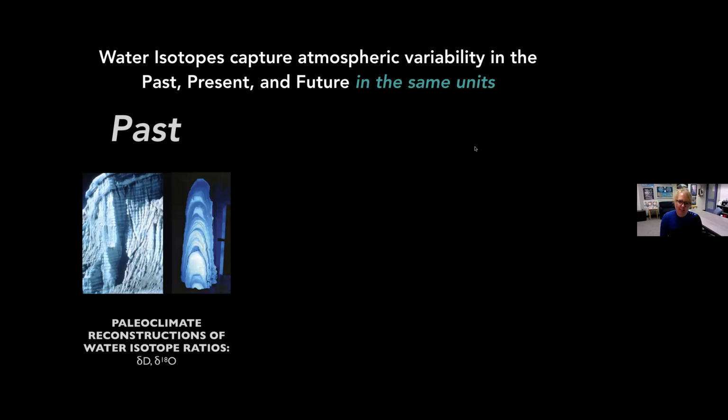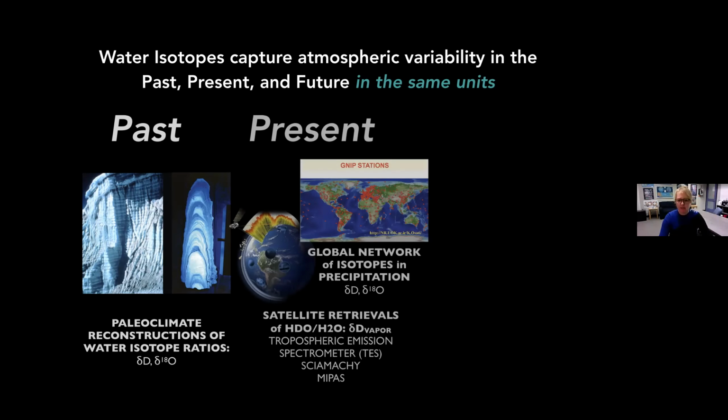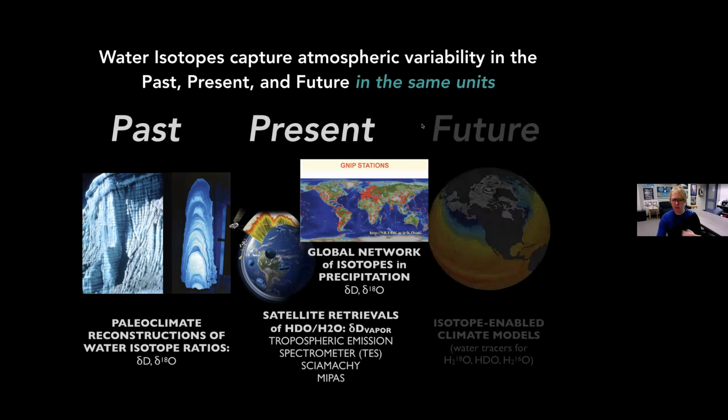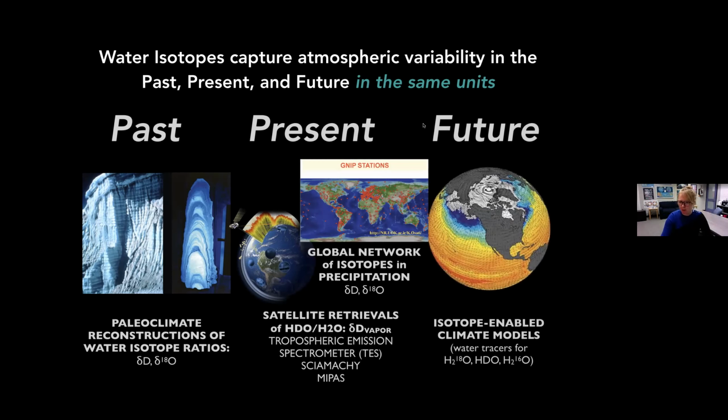So water isotopes are really valuable in climate research in general because they provide a link between the past, present, and the future. So we often measure water isotopes in our paleoclimate archives, such as ice cores or speleothems. In the present, we have modern observations from both satellite data and our GNIP array, for example. And then we also have water isotope-enabled models, which allow us to incorporate our advanced understanding of changes in the hydrological cycle through time into our projections.